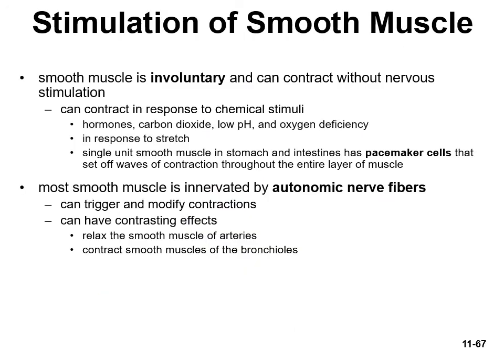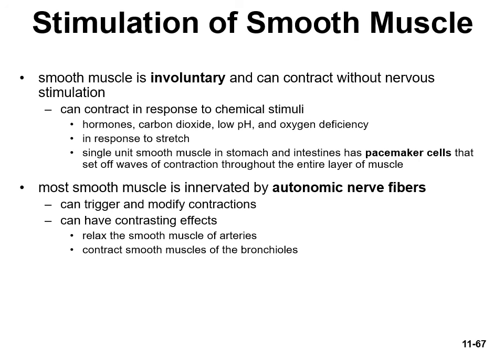Smooth muscle is involuntary. It can contract without nervous stimulation. It can contract in response to other stimuli. So chemical stimuli, it can respond to stretch. When food goes down your esophagus, it stretches the esophagus out. And so you can have smooth muscle contraction responding to that stretch.